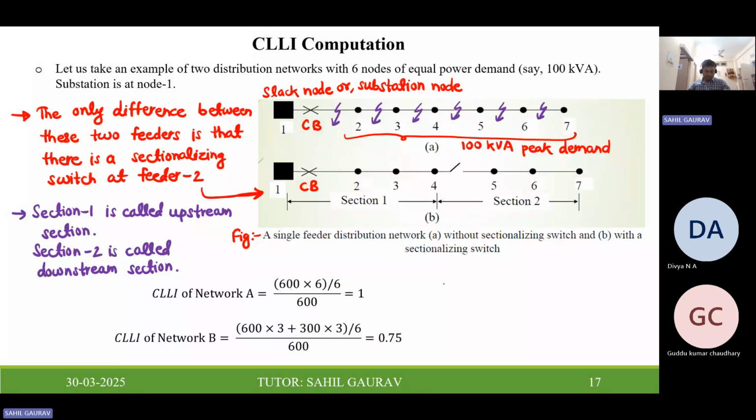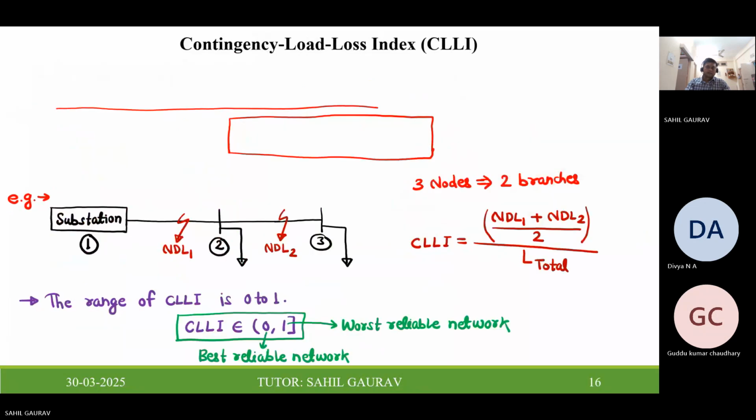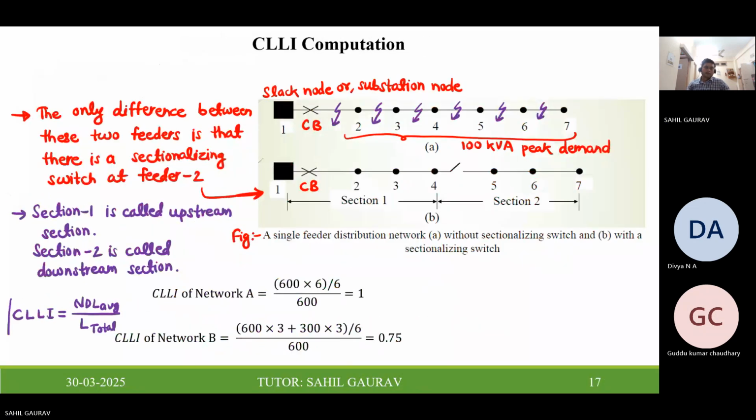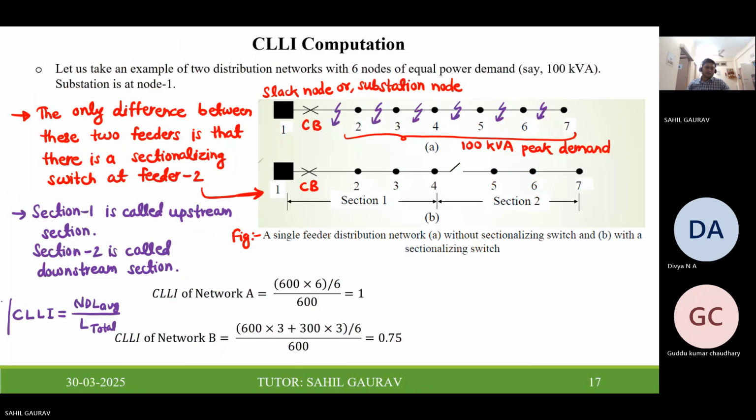So we know the CLLI is the sum of N into L average upon L total. So this expression we are applying.